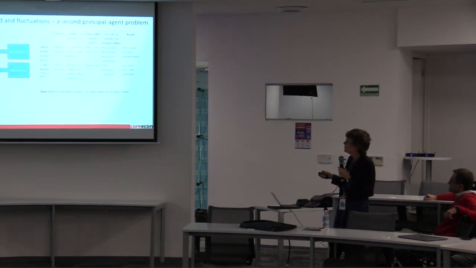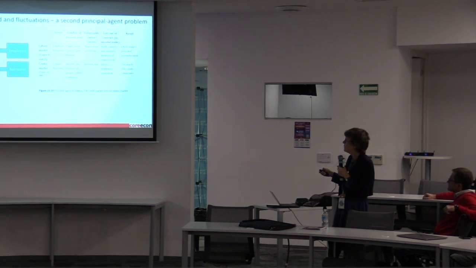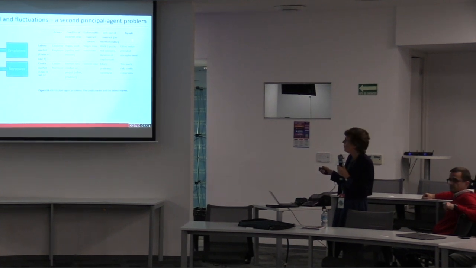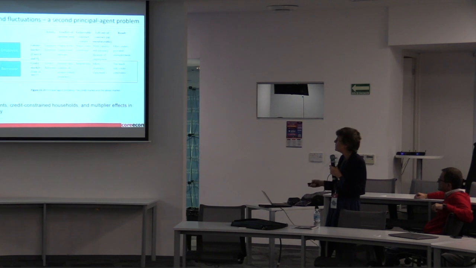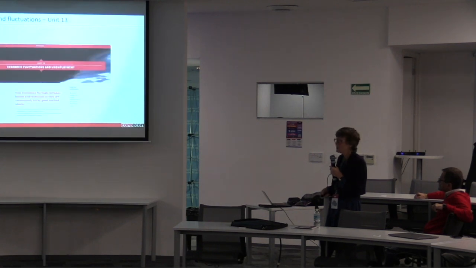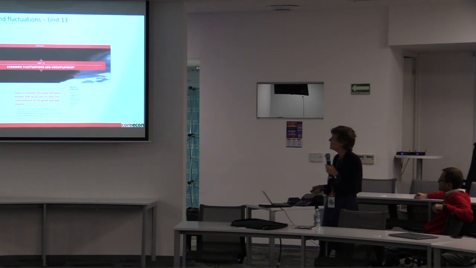What's the conflict of interest over? The enforceable contract covers some things, but not others. So what's left out of the contract, and therefore, what's the result? So here we had involuntary unemployment. Here we have credit constraints. Once we have credit constraints, then we can move directly onto unit 13, which is economic fluctuations and unemployment.